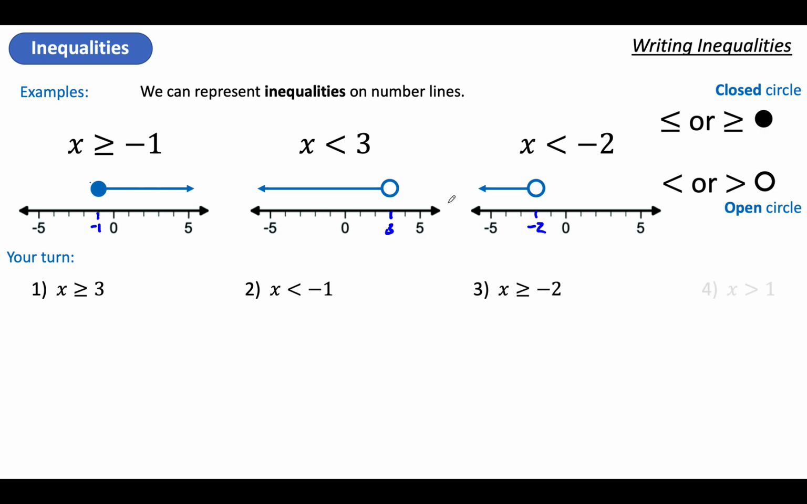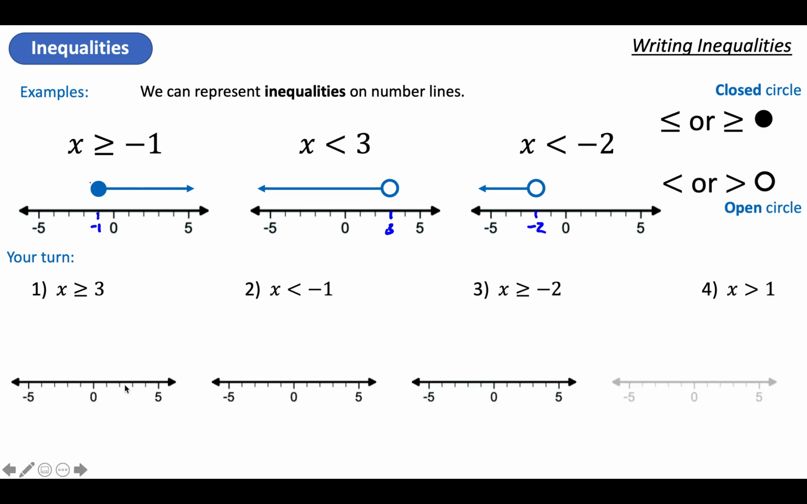Here's, I think, 4 for you to do. Just have a go at these. Remember, identify where the number is, and put the appropriate circle and the arrow in the right direction. Unpause when you've done. And do sketch these out, please. Just draw a little number line. It doesn't need to have a lot of detail on it, but use a ruler, please. Okay, unpause when you're done.